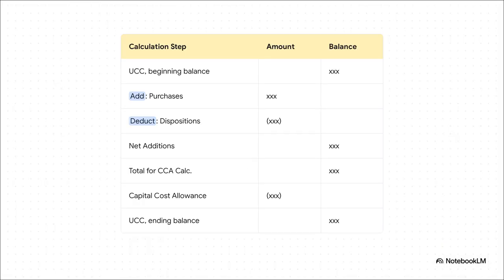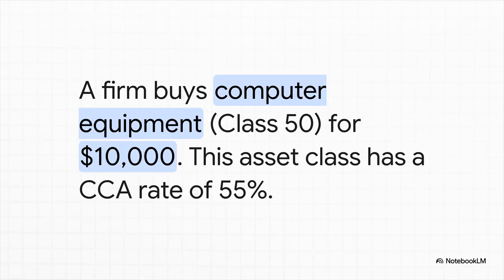Now, this table you see here, this is the heart of the whole process. It all starts with your Undepreciated Capital Cost, or UCC. That's just the value you had left over from the previous year. To that, you add any new assets you bought during the year. Then, and this is key, you subtract the value of anything you sold. That gives you the new balance that you'll use to calculate your deduction for this year. And finally, whatever's left over at the end becomes the starting point for next year. It's a continuous cycle.